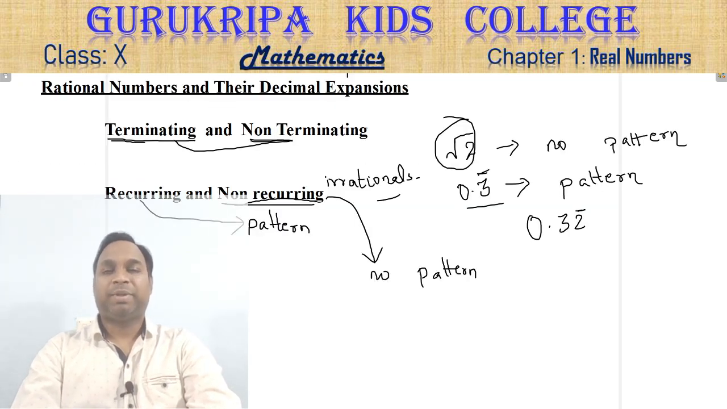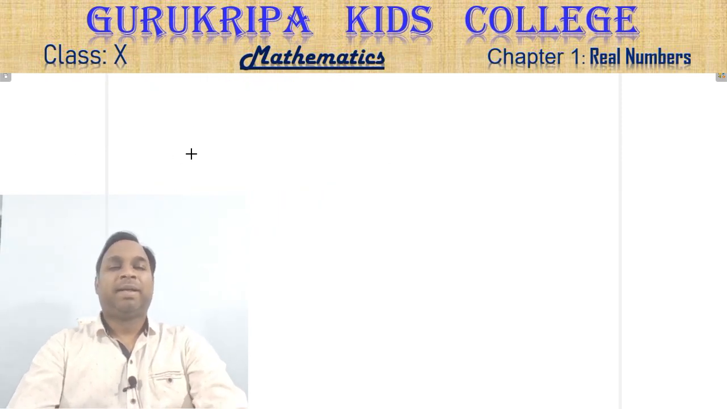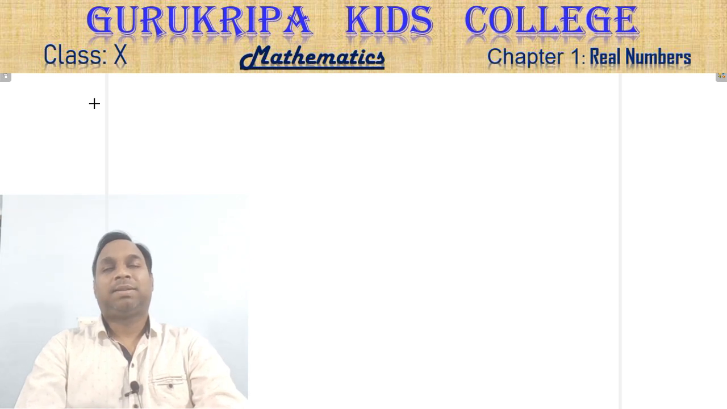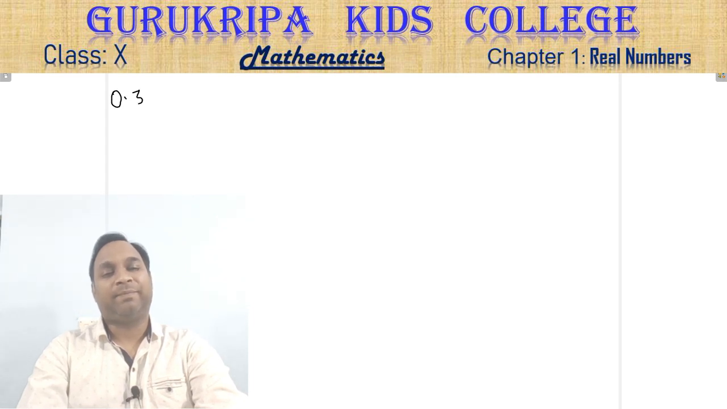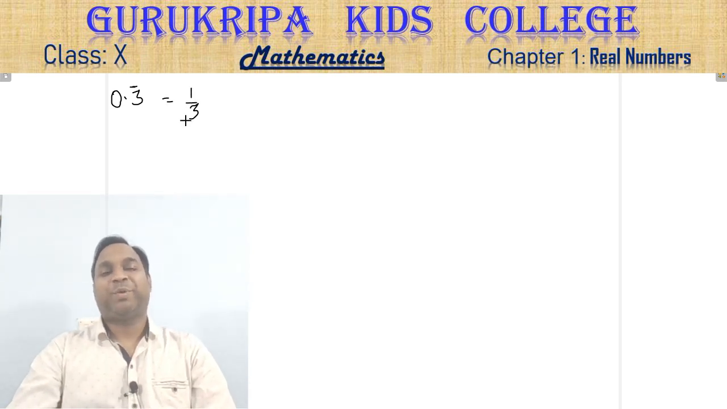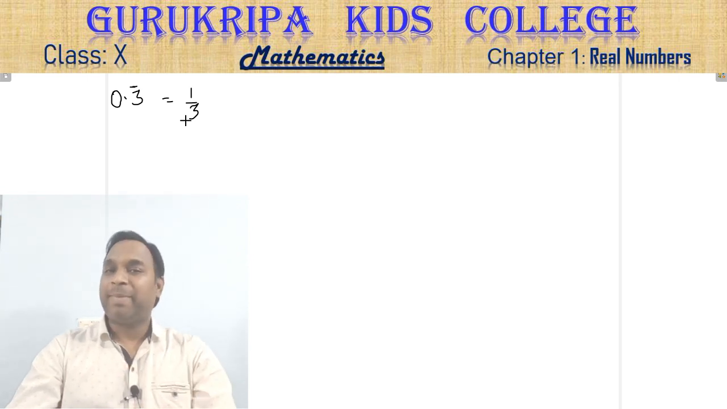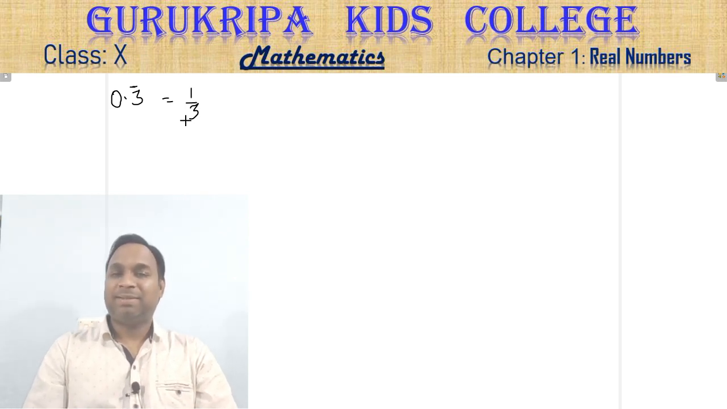Okay, before we come to the theorem, let's see this. How do you convert a recurring decimal into a fraction p by q? Let's say we have a number 0.3 and this 3 is repeating. This is equal to 1 by 3, everybody knows that. But how do you get 1 by 3 from 0.3? There should be some method. If I don't know 1 by 3 is the answer, how will I get it? There should be a method.